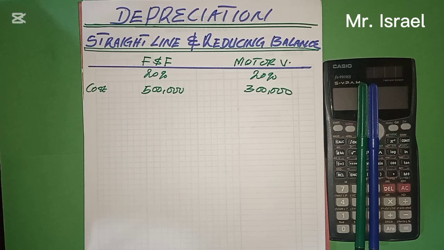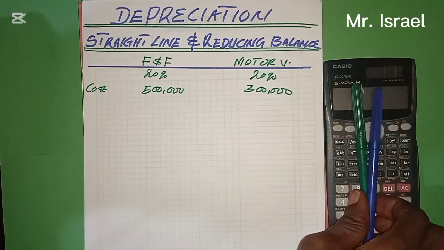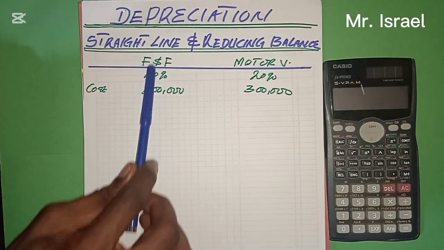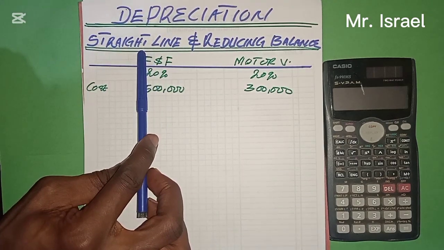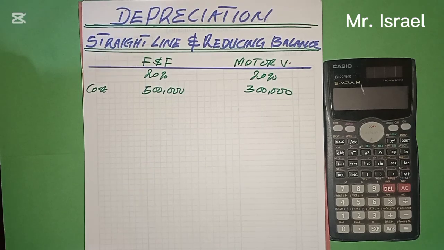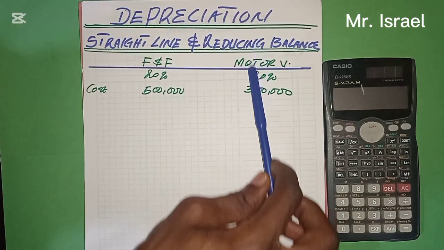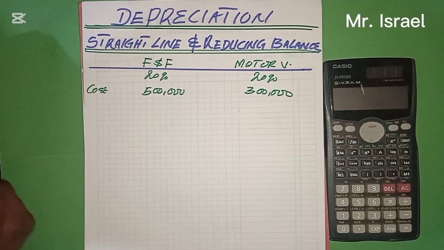Now this thing goes a long way confusing some students. So in this video we are going to calculate it together. Here, the furniture and fittings, 20%, 500,000. We're going to use the straight line method here, and we're going to use the reducing balance method here, so that you see the difference and see how it works. So without wasting much time, let's kickstart it immediately.